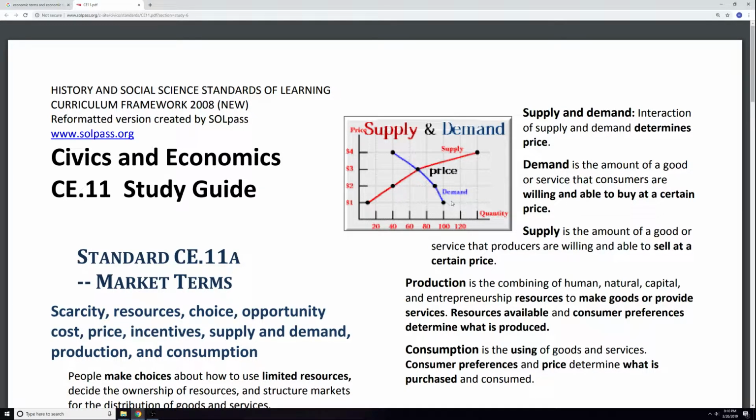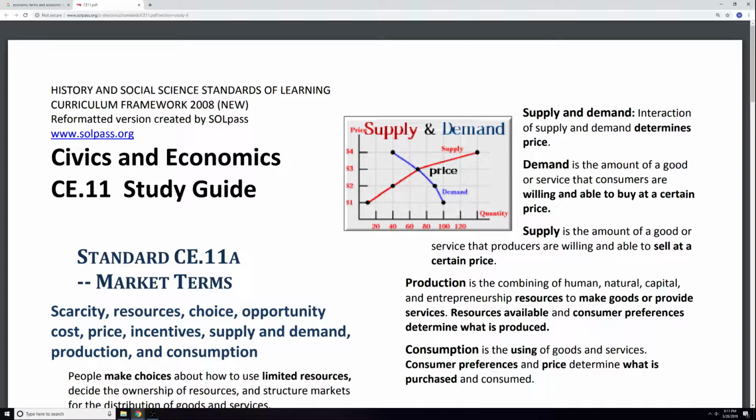Whereas us, the buyer, when the price gets lower, we're willing to buy more. So at $4, only 40 of us are willing to buy it, but at $100, there you go. Where these lines intersect, that's our price.